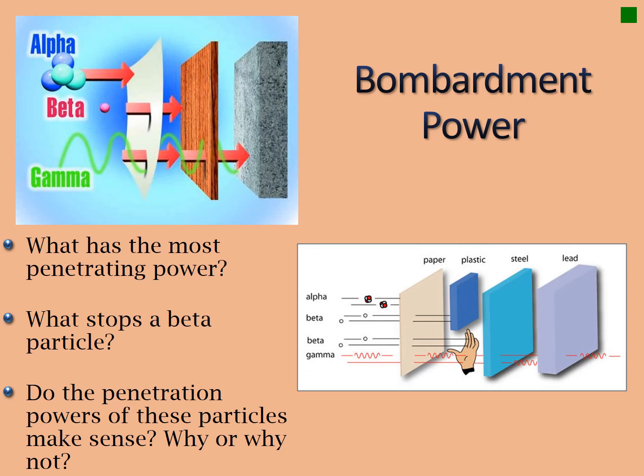The next one is beta. Beta is able to go through a piece of paper, but it's stopped by some wood. Or if you look on the bottom diagram, it's stopped by some plastic. Okay, and then gamma, which is just that high energy, it has to be stopped by some concrete or lead. And it will be stopped by lead, but you need quite a big thickness of lead.